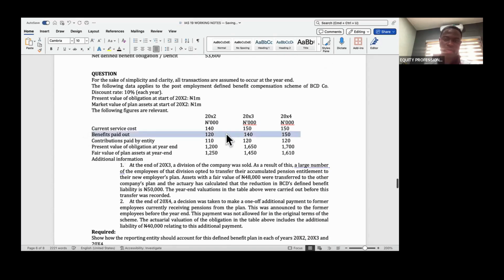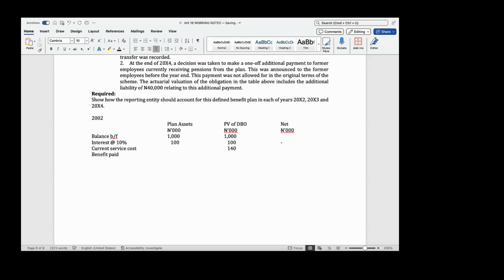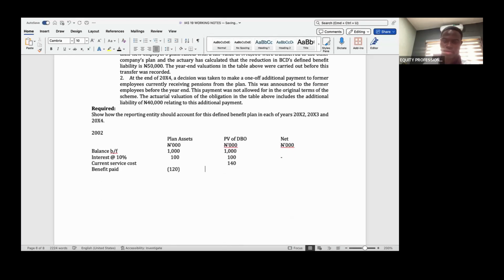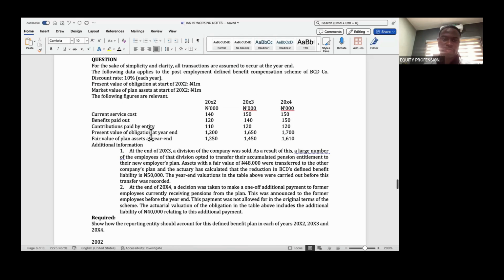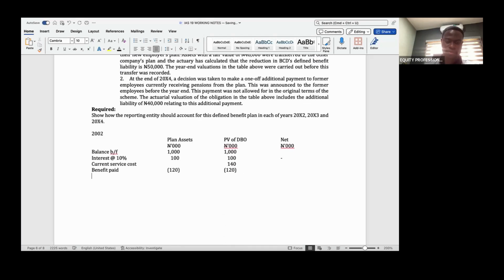Then benefit paid out, 120. Where would this one go to? PV of DBO. We deduct it from both, and how much is it? 120. We'll remove it from the two. Benefit paid will be removed from the asset, and it will be removed from the obligation as well. That's the benefit paid. Contribution paid of 110.